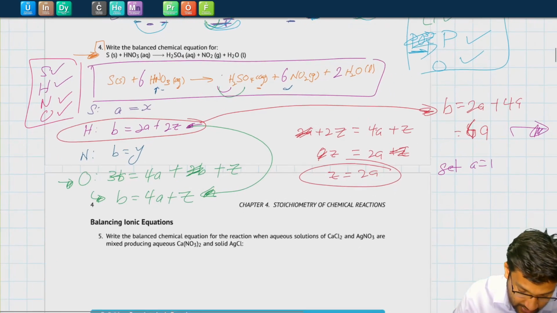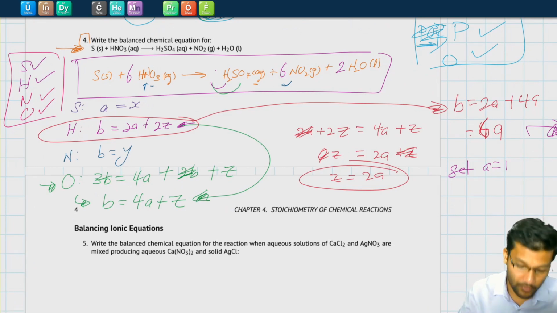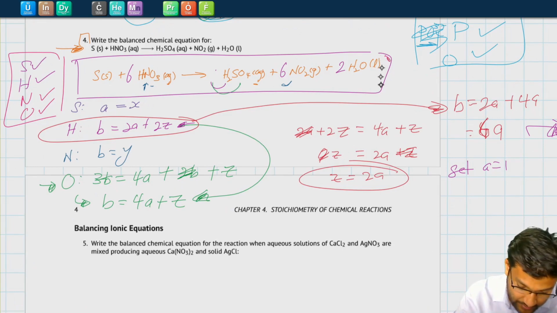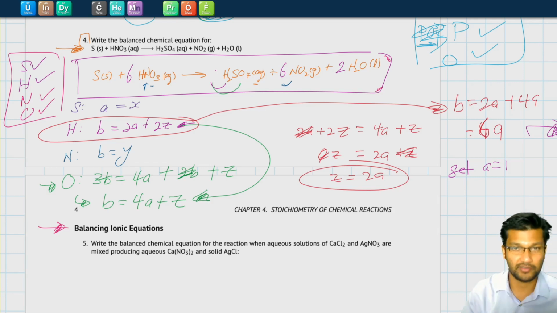If you tried this using the guess and check method, let me know how that worked. This is the longer method. They both should get you to the same answer. And I just wanted to show you both methods. In the next video lecture, we're going to talk about balancing ionic equations. I'll see you then. Bye.